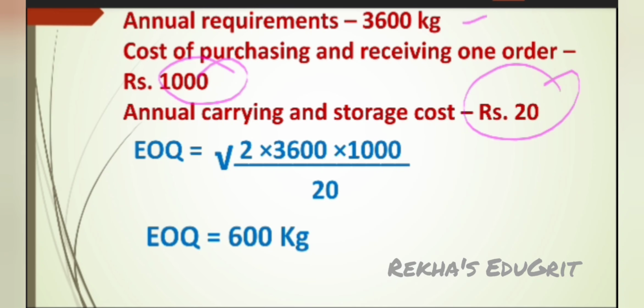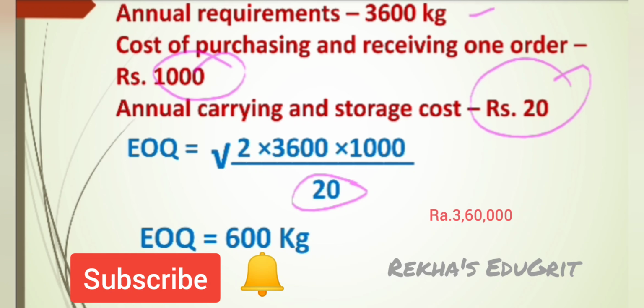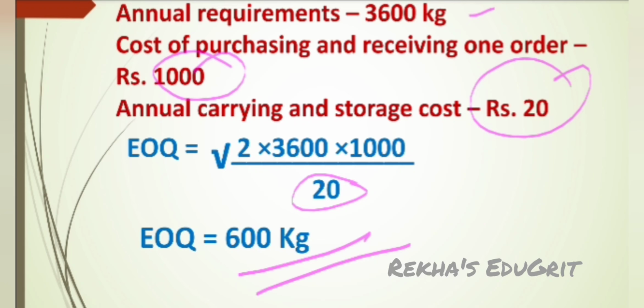So we have to calculate 2 into 3600 into 1000, we will get 72 lakh. Then we have to divide 72 lakh by 20. We'll get 3,60,000. Then the root of 3,60,000 is 600 kg. So this is how we have to calculate economic order quantity.